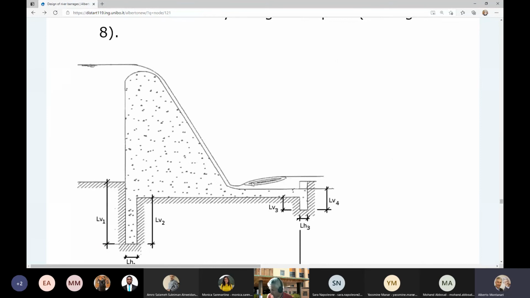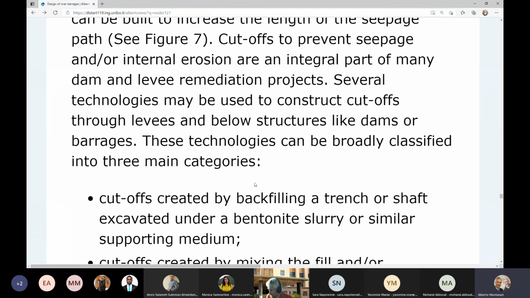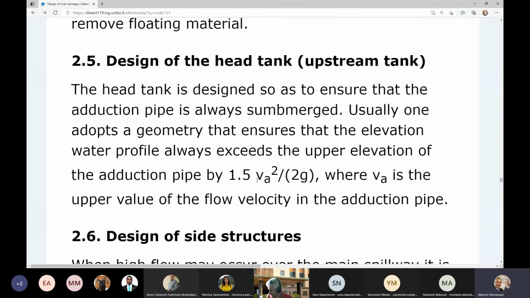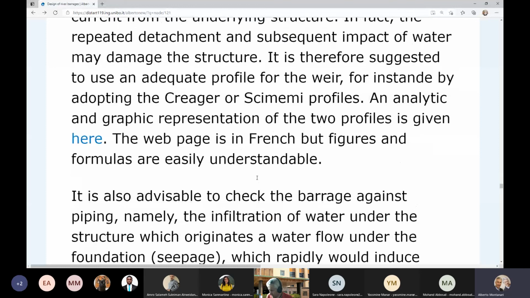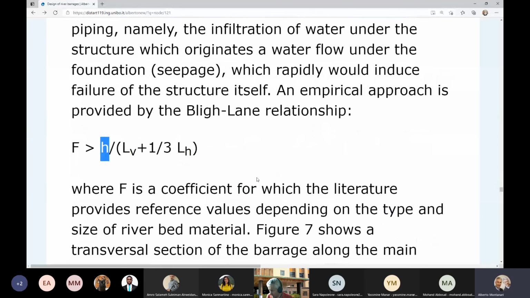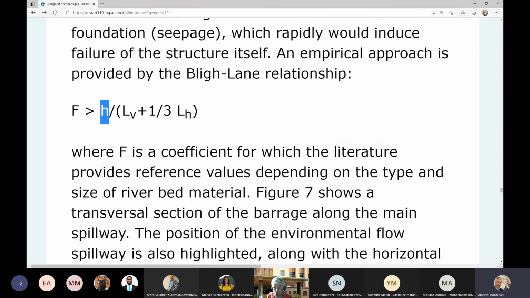H is, it's not indicated here. This is nice. Let me see. Okay, somewhere it's described what H is. H is the upstream water depth over the bottom of the riverbed. Okay, the upstream depth over the riverbed. Okay, H, of course, the higher the H, the higher the risk of piping.